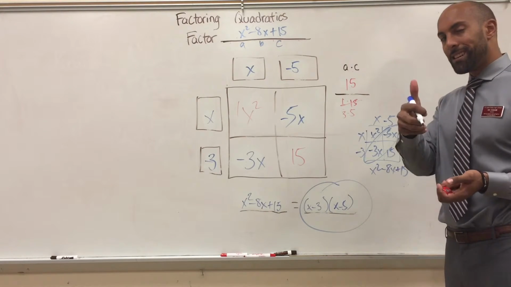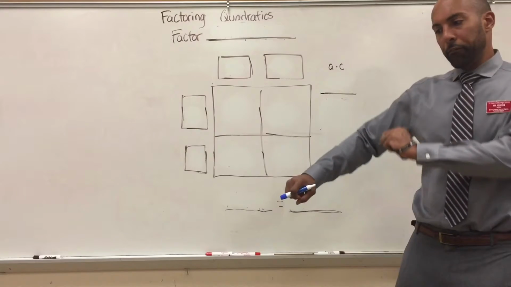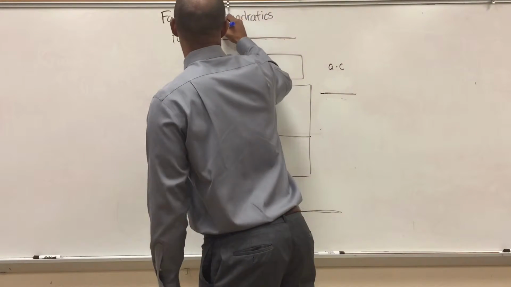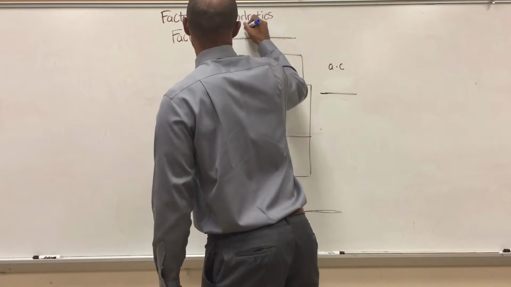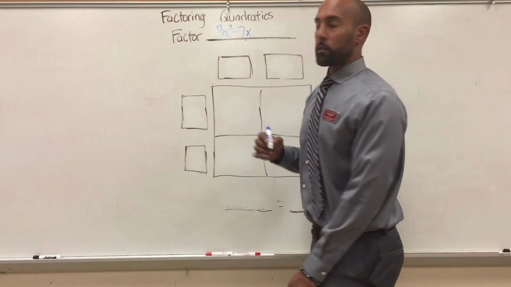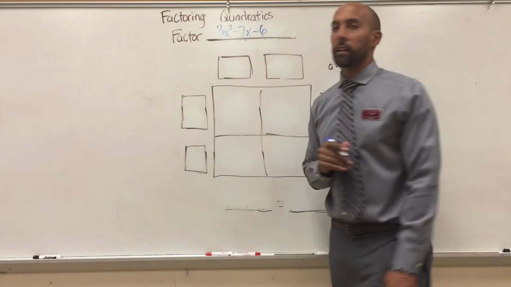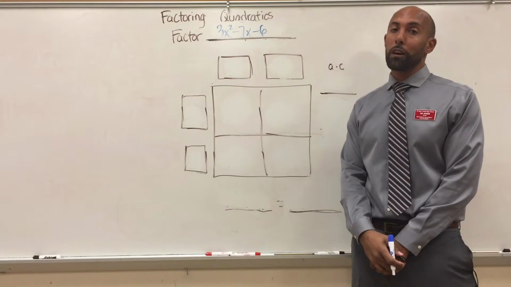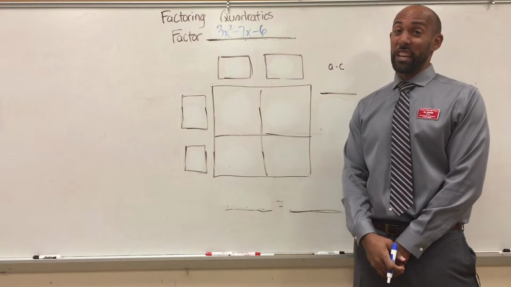All right. Next example, let's get funky. You ready for your next problem? All right, here we go. 3x squared minus 7x minus 6. Guess what's changed? The first number is no longer just 1. It's changed, it's bigger.